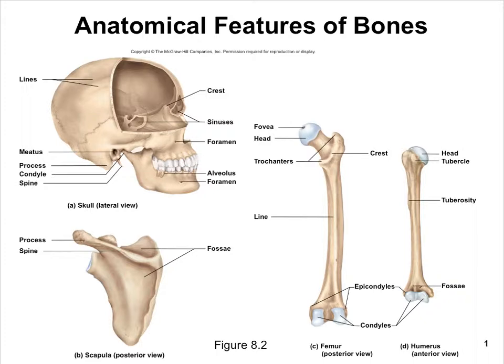A process is any sort of sticky out part on a bone. Generally speaking, a process could be a large, broad, flat, sticky out part like this, or it could be a sharp, sticky out point like this spine right here. Sharp processes are often called spines, or spinous processes, or styloid processes. A stylus is a sharp tool for writing on wax tablets.